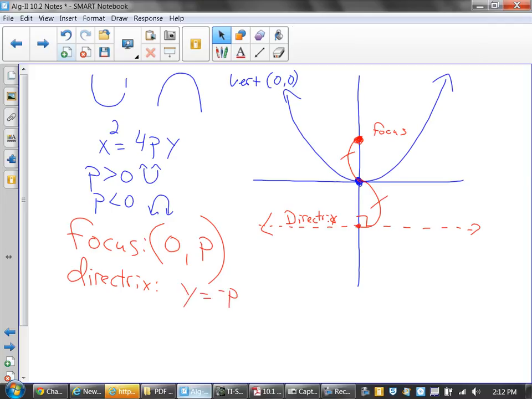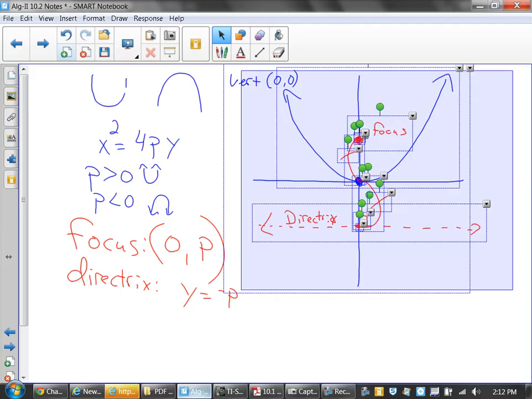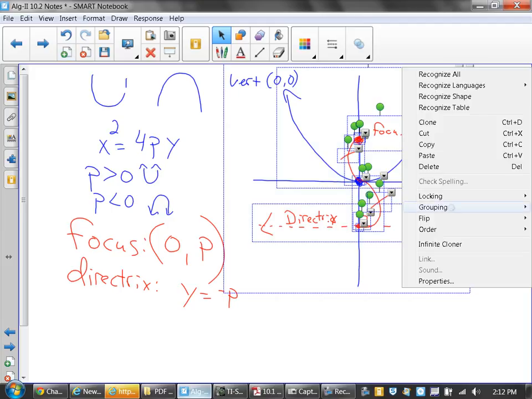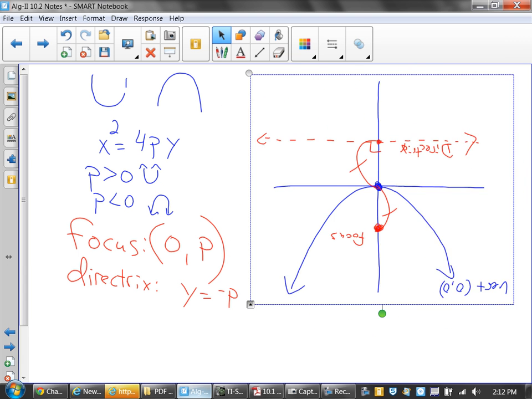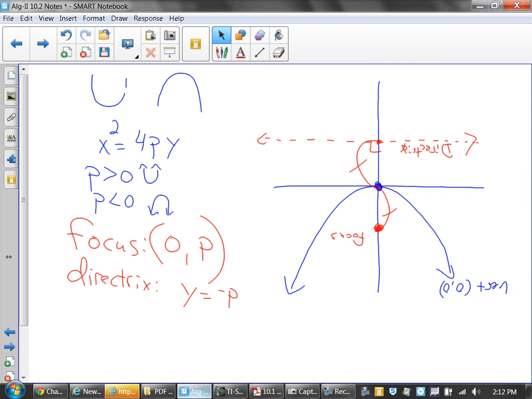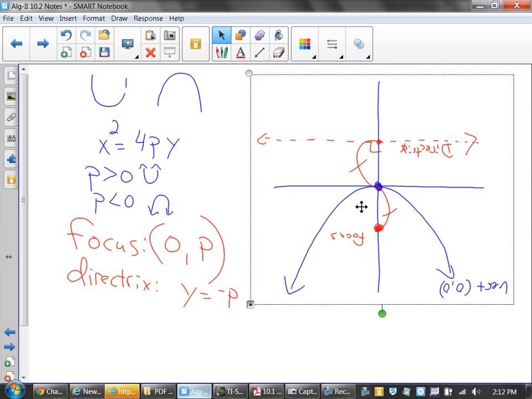And this is going to work whether it is up or down. What happens here if my focus is at 0, negative p, the directrix would be at positive p, above it. It just rotates itself around.